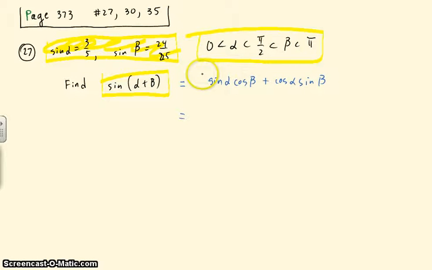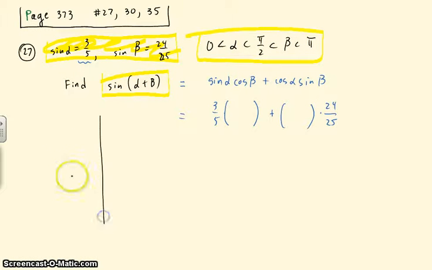Okay, so let's see what information we're given here. We're given the sine of alpha. That's 3/5. We're given the sine of beta, but we're not given the cosine of beta, so let me just leave that for a second. We're not given the cosine of alpha. Okay, so now we need to find the cosines of these two angles. We know the sines of the two angles, and we also know where these angles are located.